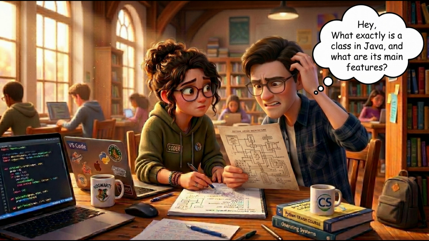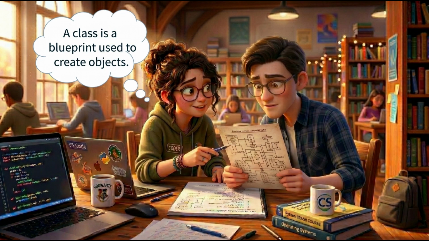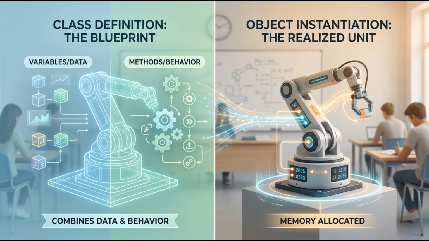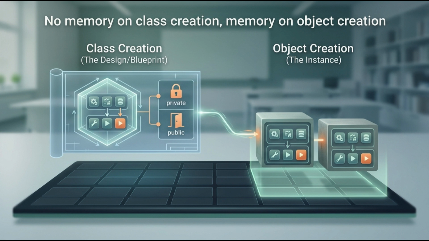Hey, what exactly is a class in Java and what are its main features? A class is a blueprint used to create objects. In Java, it contains variables and methods, so it combines data and behavior into a single unit. Think of it like this. The class is the design, and the object is the actual thing created from that design.